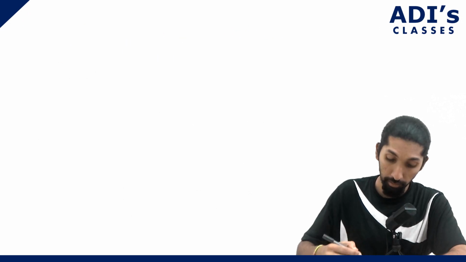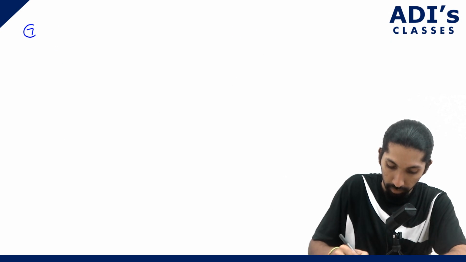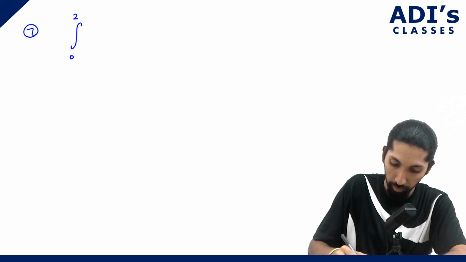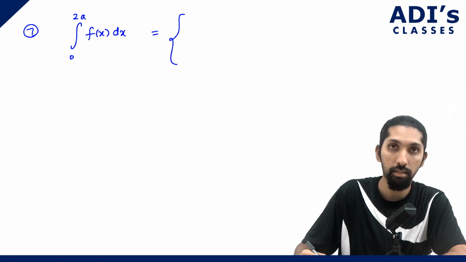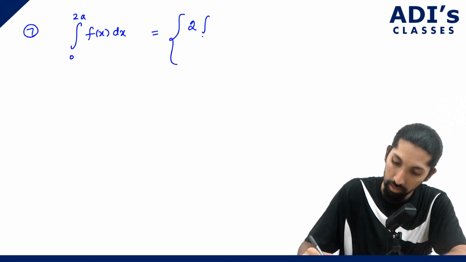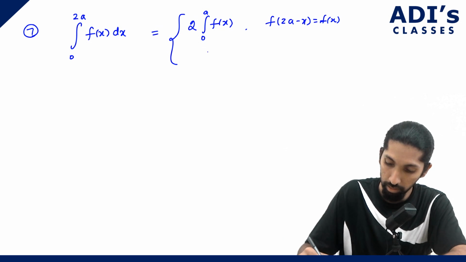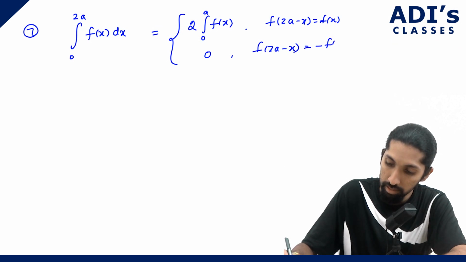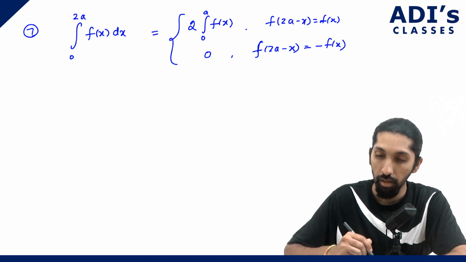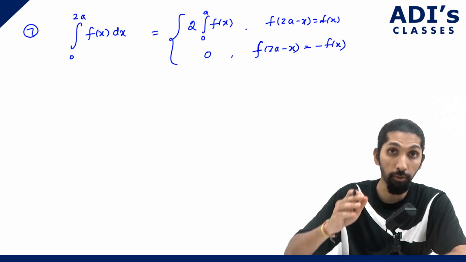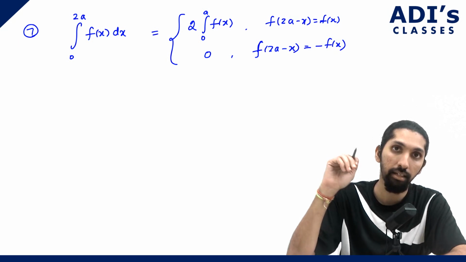All right. See the seventh property. You have integral 0 to 2a f of x dx. So this we have two cases. This is 2 times integral 0 to a f of x dx if f of 2a minus x is equal to f of x, or 0 if f of 2a minus x is equal to minus f of x. And I think it's pretty obvious because if you look at the previous result, we are adding that, correct?